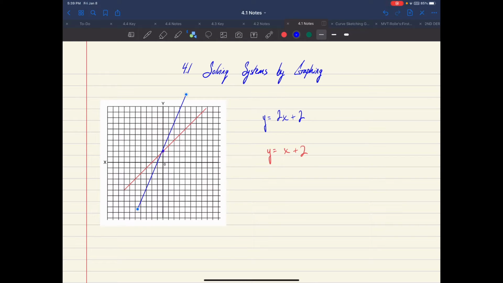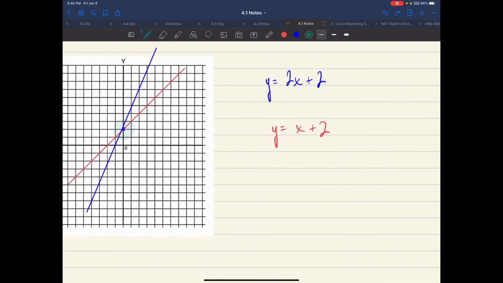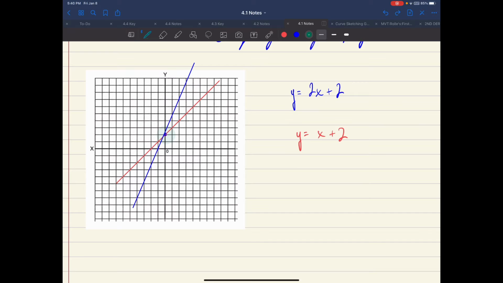Now, if you zoom in, you can see those are going to intersect at the point right here. So that is the solution. Where two graphs, or two lines, intersect, that's going to be your solution. So the solution here happens at x equals 0, and the y value is 2. Put in coordinate form, this would be the point (0, 2). So this would be the solution to that system. Again, a system of equations is just two equations, and the solution is where they cross.